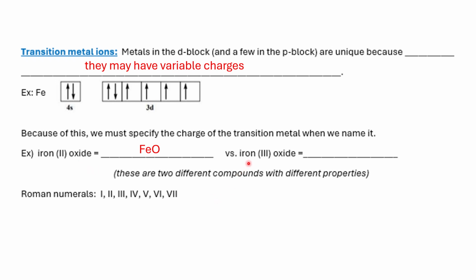Iron(III) oxide is actually a different compound. Even though it also contains iron and oxygen, it will actually have some different properties. So iron(III) oxide would be iron that has lost 3 valence electrons, or again, maybe it lost 2 from the 4s and 1 from the 3d, but it's lost 3 electrons, so it's going to have a +3 charge. So if you were to write this formula, it's going to be Fe2O3, again, because we have a different charge on the iron.